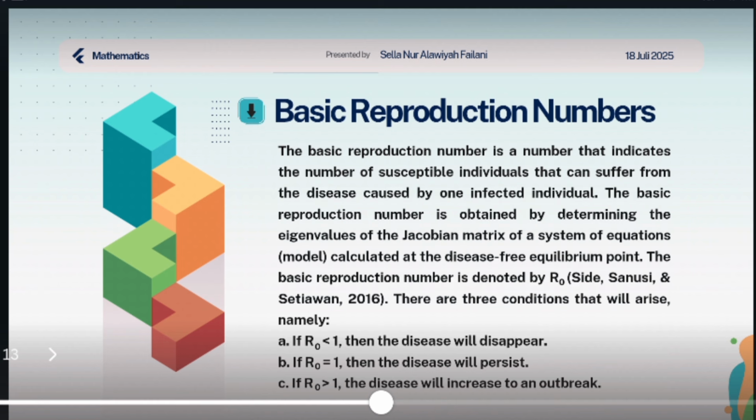There are three conditions that will arise, namely, if R0 is less than 1, then the disease will disappear. If R0 is 1, then the disease will persist. If R0 is more than 1, the disease will increase to an outbreak.